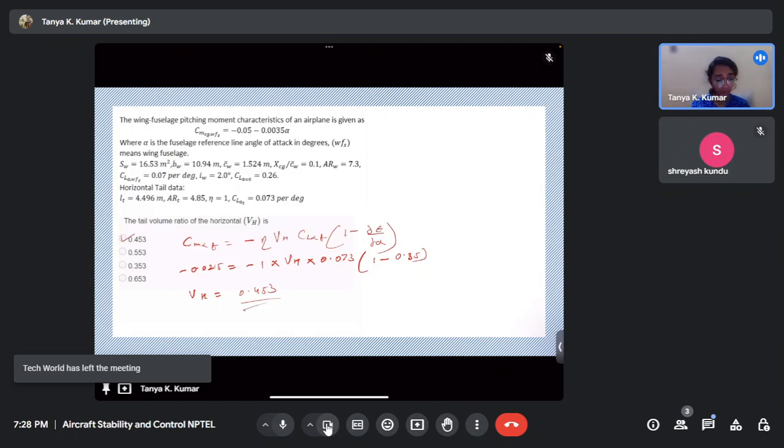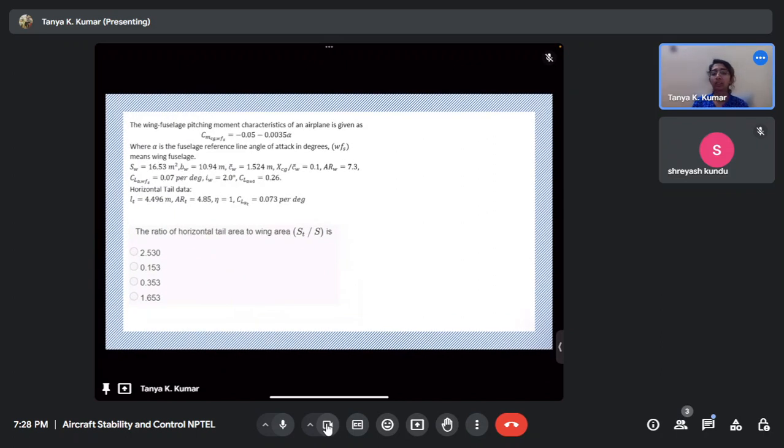Alright, let's go to the next question. The ratio of horizontal tail area to wing area, ST upon S. Now that you have calculated VH, you should be able to calculate ST upon S. This should be very simple.